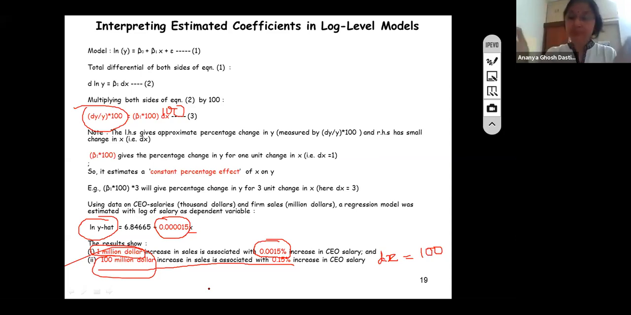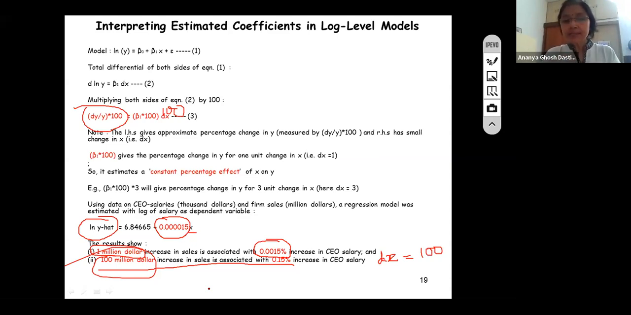So please be clever about these things, right? Remember, I told you that when you're interpreting coefficients, we care about the sign. This has the right sign, so it's positive. As sales increase, firms with larger sales pay their CEOs more. That's fine. That's expected. But also the magnitude matters, right?